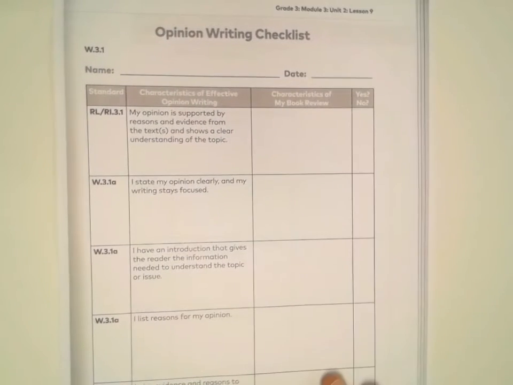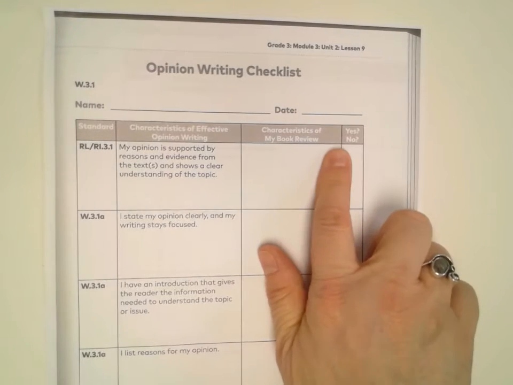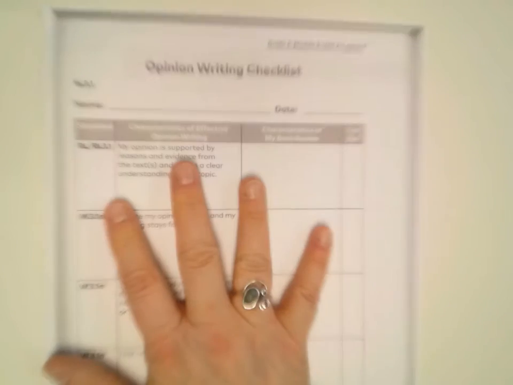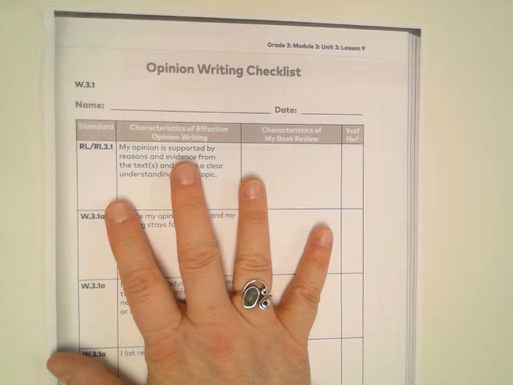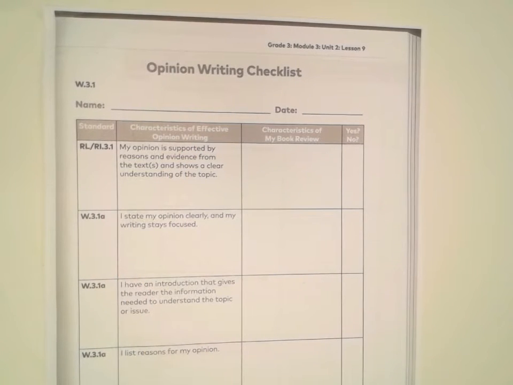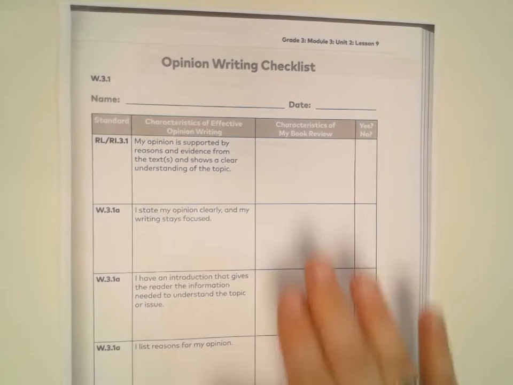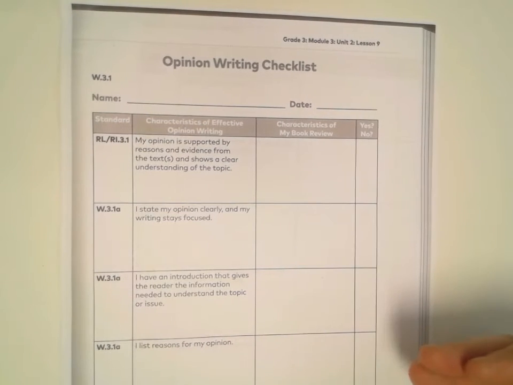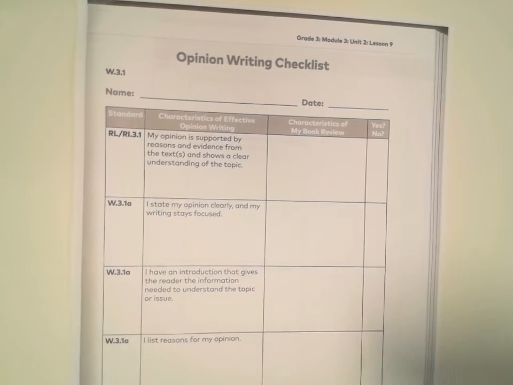If you remember, we did write an opinion piece when we were writing about our feelings about Peter Pan and whether we recommended or did not recommend Peter Pan. And so we had an opinion writing checklist. This one says characteristics of my book review. You don't have this inside your EL book, but I am going to go through some of the ideas and we're going to talk about what happens in opinion writing. So ignore this little section here, and you don't have this page in your workbook, so just follow along with me and we'll talk about some of the things we're going to make sure we include.